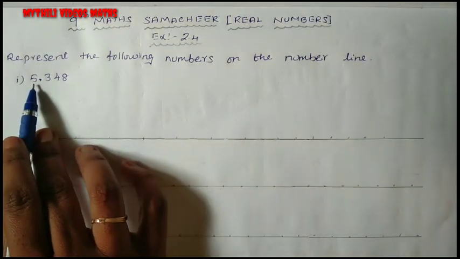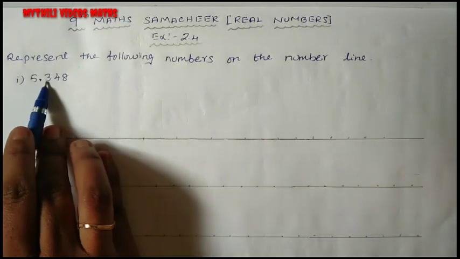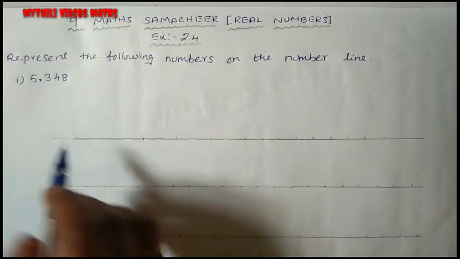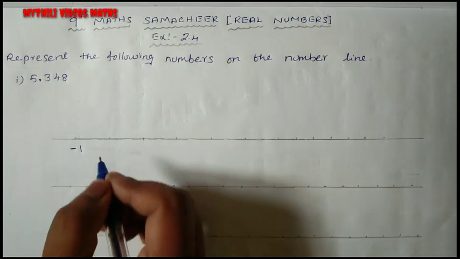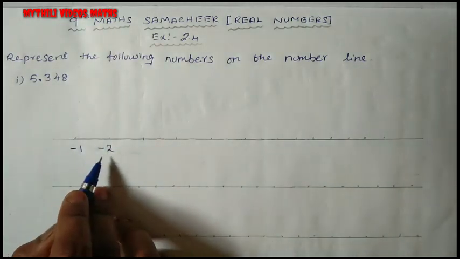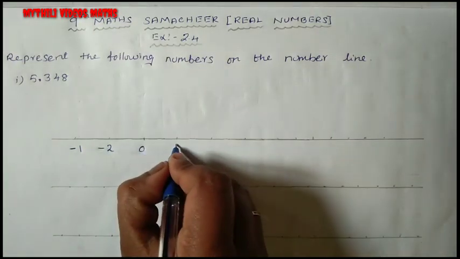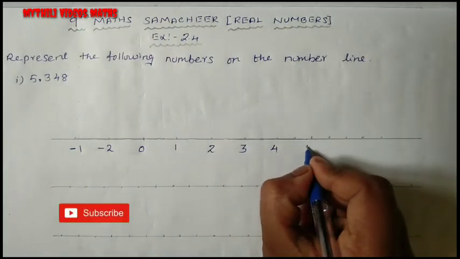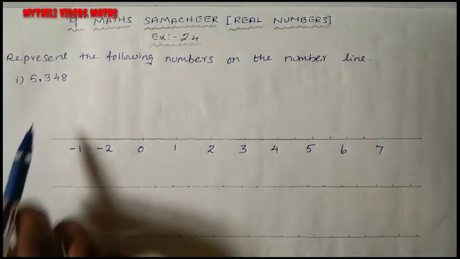So first line, here 5, so first number is 5. One by one digits are added: first 1 digit, then 2 digits combined, then 3 digits, finally 4 digits. So first 5, I am taking just from minus 1, like a graph, same like that. This is minus 1, minus 2. Actually, negative values we don't want, so for that I am taking only 2 values. Okay, 5, minus 1, minus 2, and then 0, then 1, 2, 3, 4, 5, 6, 7. Okay, so we need, listen, 5.